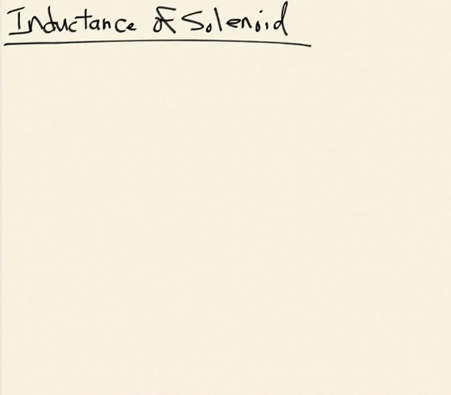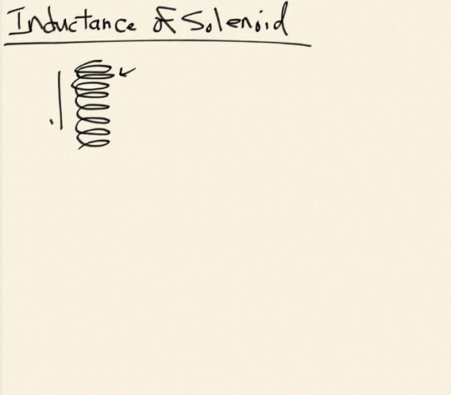Okay, so there's only a couple cases where we can easily calculate the inductance of an object. The simplest one to deal with is the inductance of a long solenoid. So, imagine we have a coil with N turns and some length l.